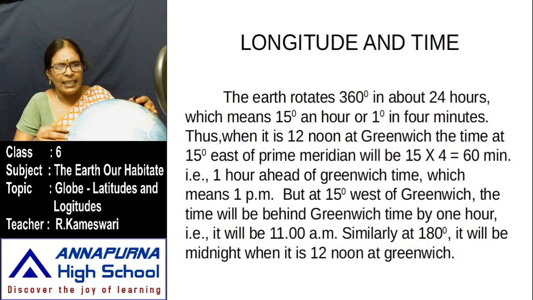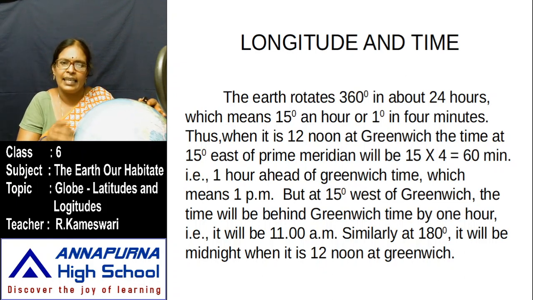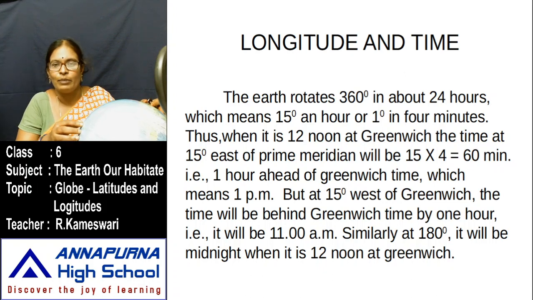Thus, when it is 12 noon at Greenwich, the time at 15 degrees east of the prime meridian will be 15 into 4. Why? Because 1 degree takes 4 minutes. You multiply those 15 degrees into 4 minutes. How many minutes will come?